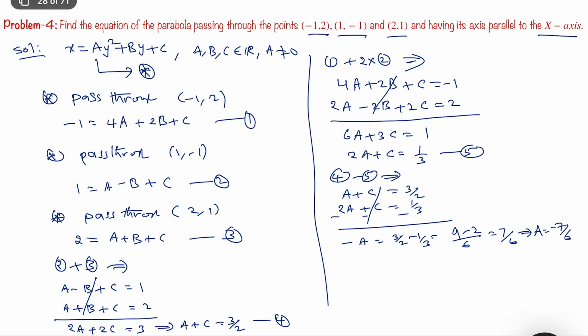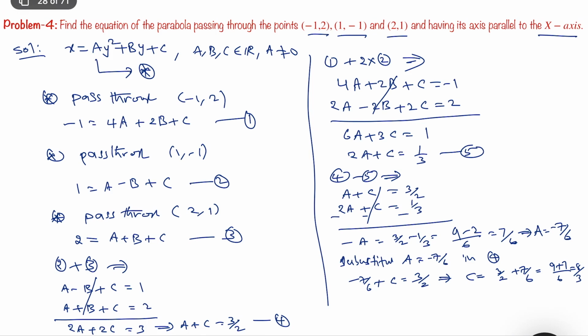Okay, that is a. Now if I substitute a equal to minus 7 by 6 in, let us say, 4, what do you get? So minus 7 by 6 plus c equal to 3 by 2. That should give you c equal to 3 by 2 plus 7 by 6. That is 9 plus 7 by 6. That should be 16 by 6. That should be 8 by 3. So we got c.